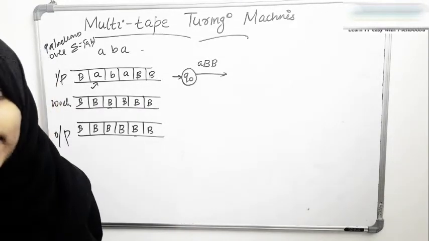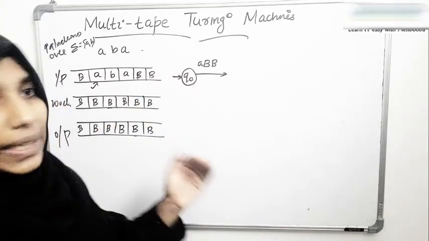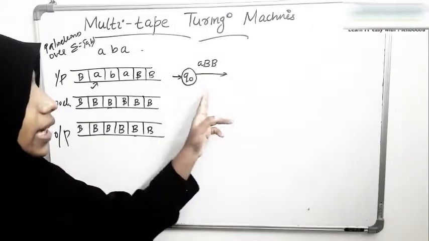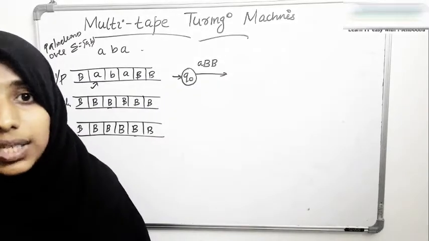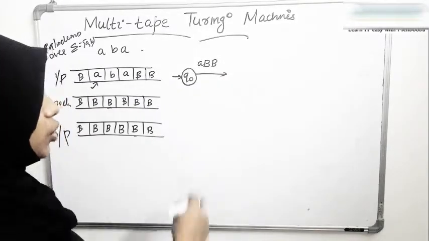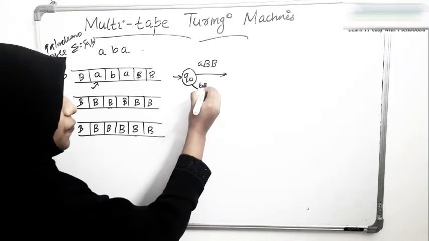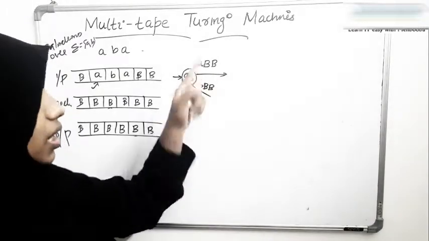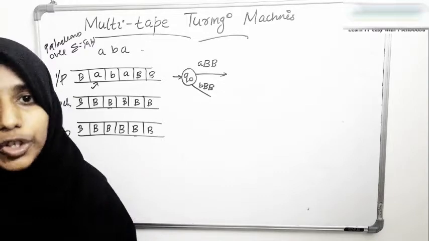That is, if the first character is A, the last character should also be A. If the first character is B, the last character should also be B. So we can't take the same path. If the first character is a B, you should take a different path, isn't it?